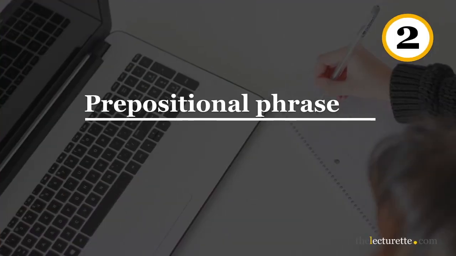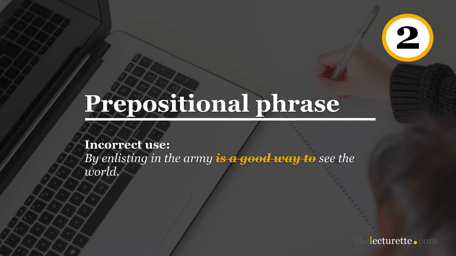Number 2. The following sentence contains a mixed construction because what's called a prepositional phrase is incorrectly used as a subject of a sentence. By enlisting in the army is a good way to see the world. Prepositions are words like at, on, in, by, etc. And if a phrase starts with one of these words, this phrase is called a prepositional phrase. You create a mixed construction if you use this type of phrase as the subject of a sentence, which was the case here. By enlisting in the army is incorrectly used.